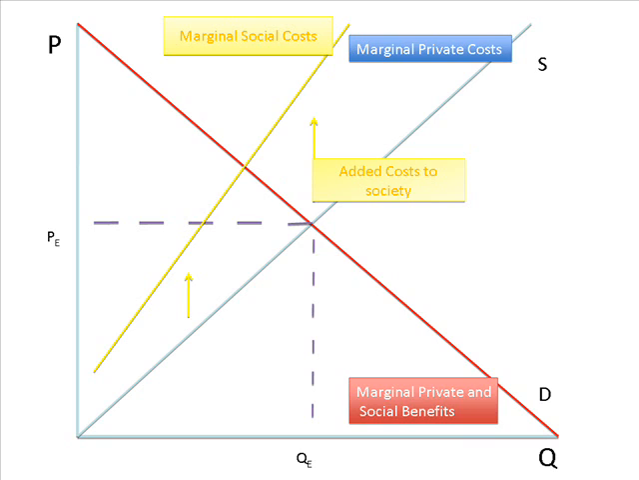When the marginal social cost line is added in, we see that a new equilibrium point is created, with a higher price and lower demand.